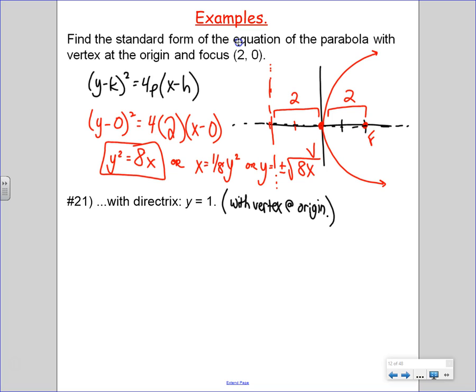Feel free to collaborate in your groups. I totally don't mind. But if you can graph and you can see which one, then pick a form and try to plug into it, just like we did. Remember, directrix is a line.